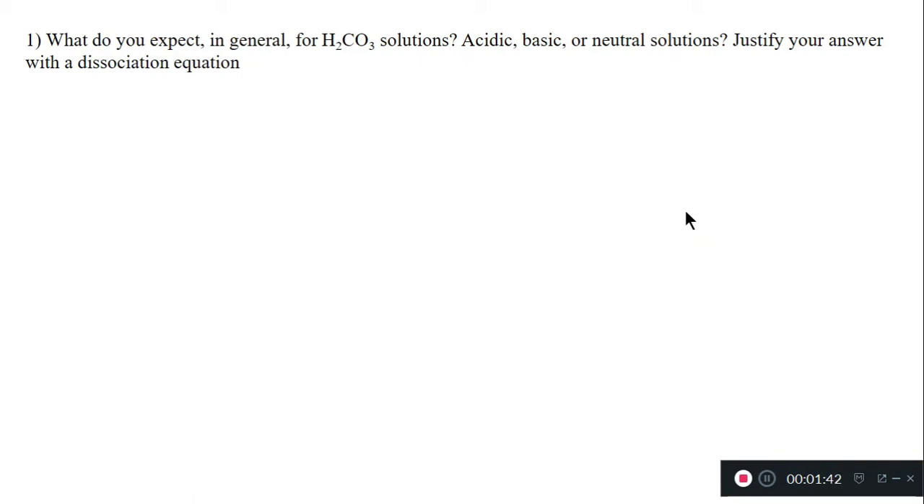Okay, so the first question is asking, what do you expect in general for carbonic acid solutions? Do I expect them to be acidic, basic, or neutral solutions? And it's hinting, justify with a dissociation equation. So let me just say, what does carbonic acid do? Well, if I put it in water, it creates protons. That's what acids do. They donate or produce protons.